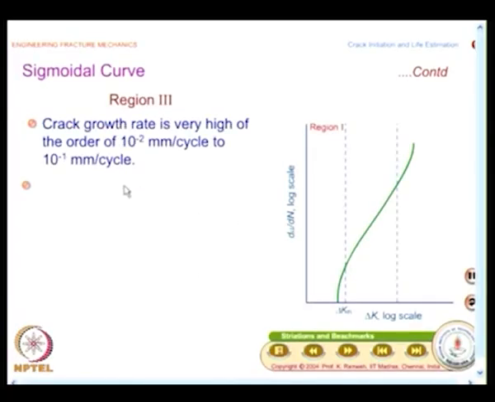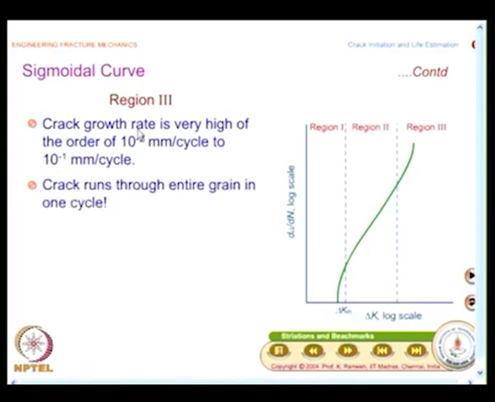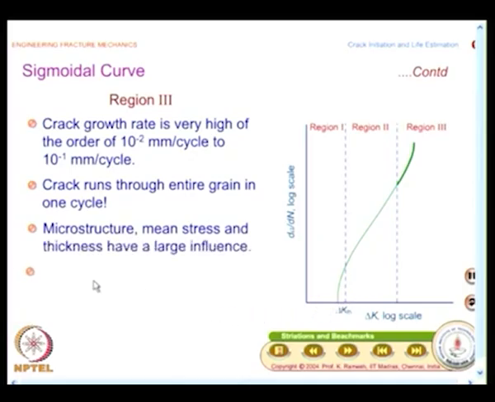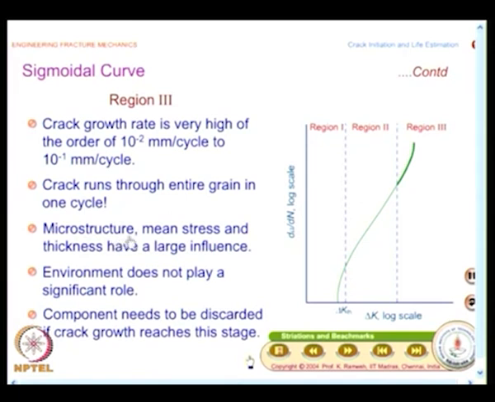And in region 3, the crack growth rate is very high, of the order of 10 power minus 2 millimeter per cycle to 10 power minus 1 millimeter per cycle, that means 0.1 millimeter per cycle. Crack runs through an entire grain in one cycle. So, obviously, when the component reaches this stage, you have to discard it, you cannot use this component at all.